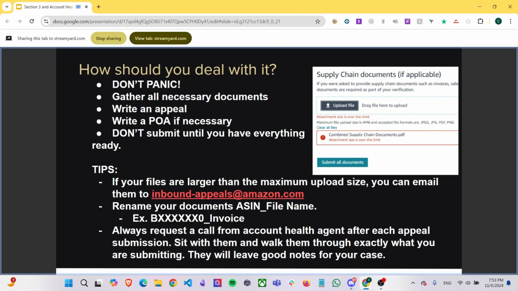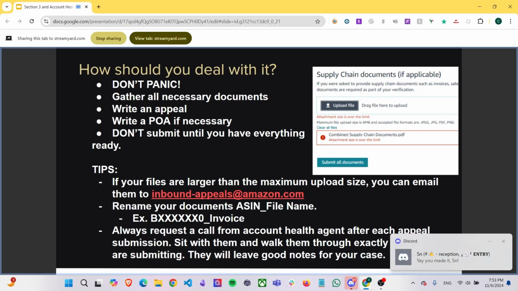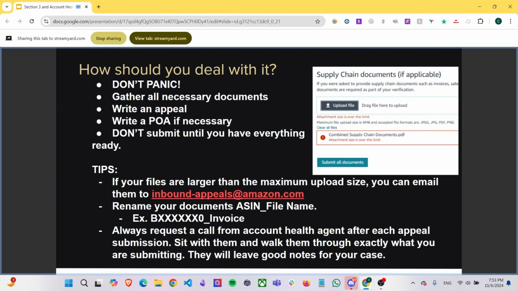And always request a call from the account health agent after each appeal submission, because if you sit with them and walk them through exactly what you're submitting, it's sort of like a verification process. If they understand what you're submitting and agree that your case should be reinstated, then they will leave good notes on your case for the investigator and the internal teams to look at. If it's verified by other people, they will sort of agree to it and reinstate your account that way. I've seen it work before, but you have to constantly go back and forth, staying extremely persistent with them to get your account back.